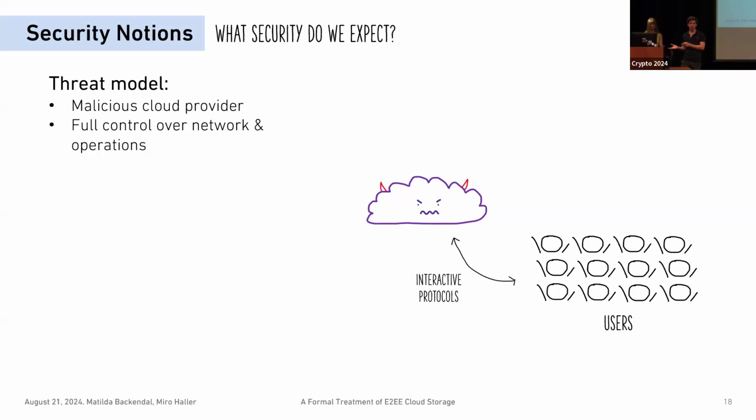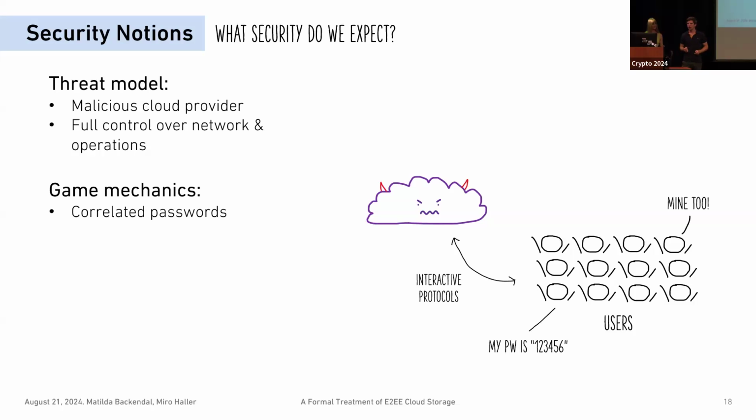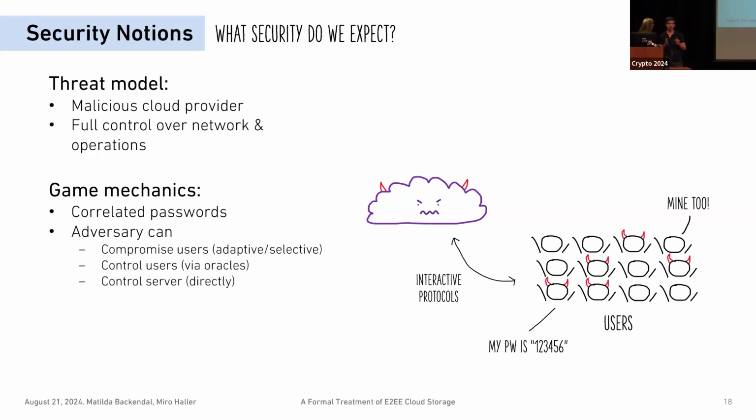This materializes in the game as follows. We have a set of honest users that run an interactive protocol with the malicious cloud provider. These users have passwords that are sampled from a password distribution, which is parameterizing the game. That means that these passwords can be weak, and they can also be correlated for some of the users. And of course, the bounds that we prove will depend on the password distribution. Moreover, the adversary can compromise users and learn their private state and their password. All of our games model both adaptive and selective compromises.